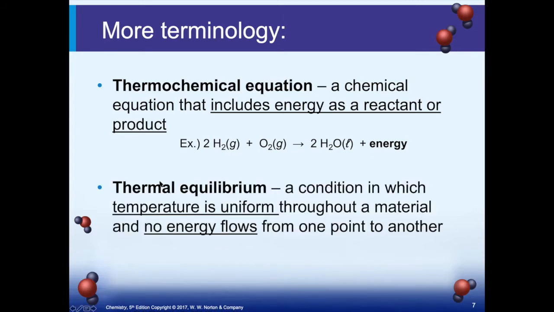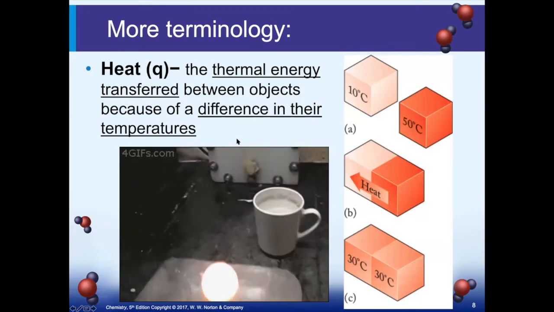Now, another term: thermal equilibrium. That's where you've reached a point where the temperature is uniform. What we're going to see in the next slide is that energy is going to flow from one object to another until it reaches thermal equilibrium. And the way you know you've reached thermal equilibrium is when the temperature of the 2 objects involved is the same, it's uniform. So it's a condition in which temperature is uniform throughout a material and no energy flows from one point to another.